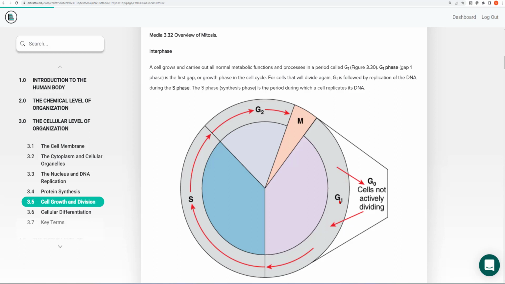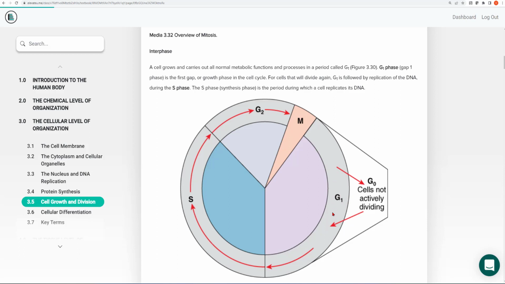Some cells get into G1 and they do a sidebar out to what we call G0. And these are cells that will never divide. And I've already mentioned neurons. The nerve cells in your brain are like this. So nerve cells do a little exit off G1. They become G0 cells, 0 meaning they're never going to divide. But most cells stay in G1.